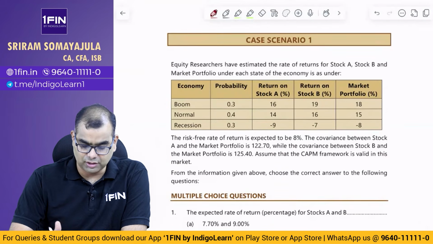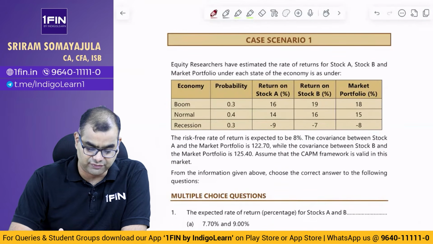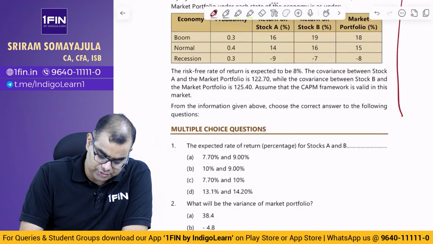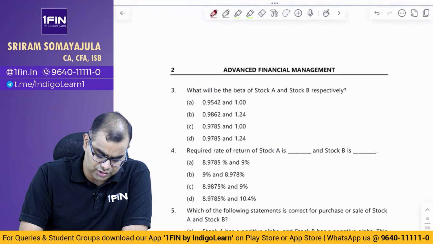So, with that out of the way, let us now start off right away with the first case scenario. This is a small one and there are multiple questions. I think there are 5 to 6 questions for most of the cases.